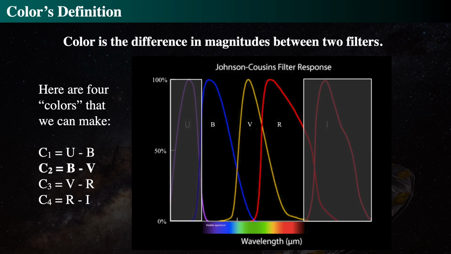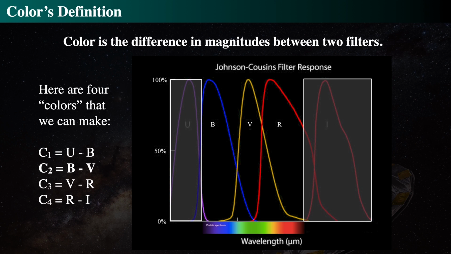All right. So what we do is we say that color, by definition, is the difference in magnitude. Magnitude is a measure of brightness, remember? And the difference in magnitudes between two filters. With the Johnson-Cousins filters that are in the visible wavelength region, meaning blue through red, we have three filters, the B, V, and R filter.